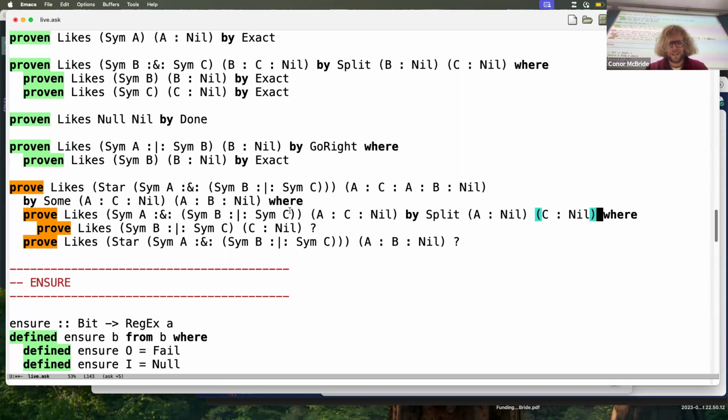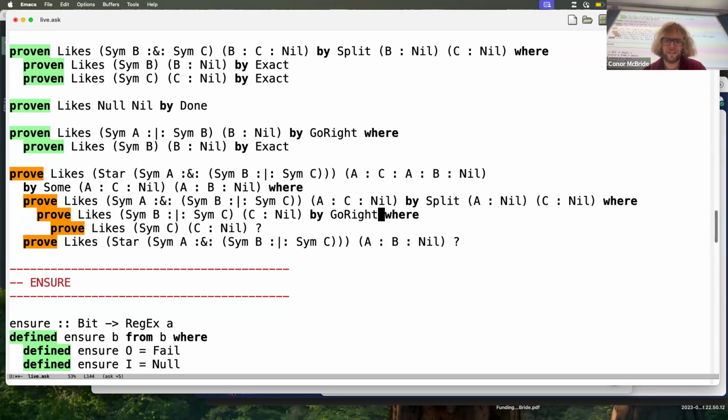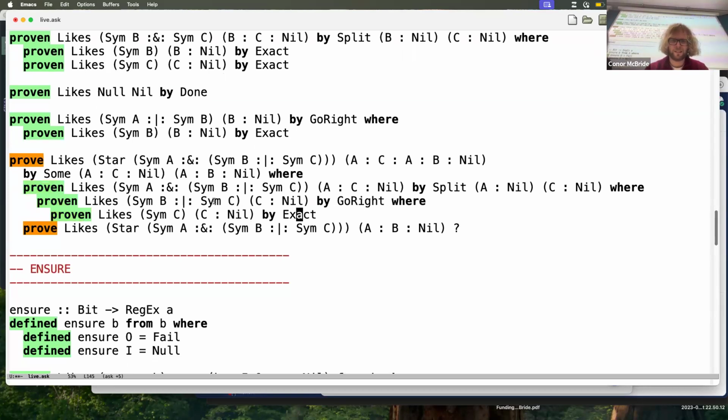Okay. And then, so it's obvious to ask that A matches the symbol A. We did that already. So we just have to do the second one where I have to see, does this expression like C? Well, yes, it does, because it's liking B's or it's liking C's. So here I'm going to go right. And then I have to show that SimC likes C, but that's by exact. Okay, so that takes care of my first chunk.